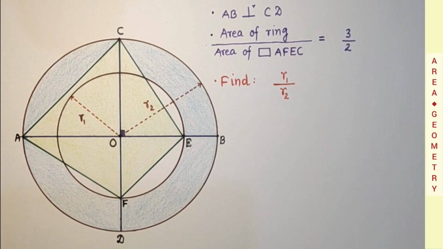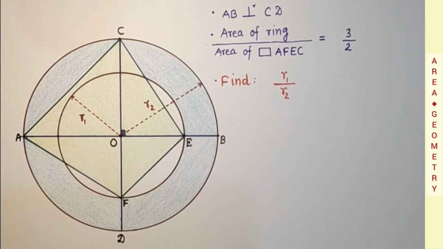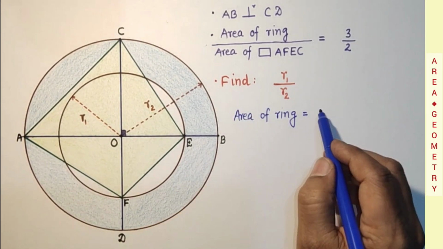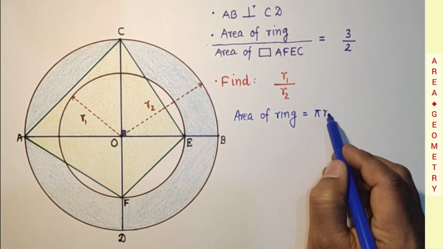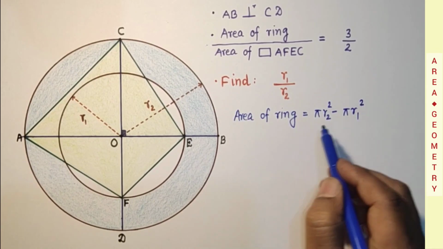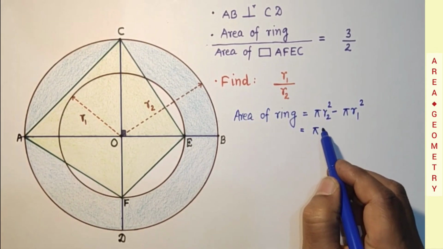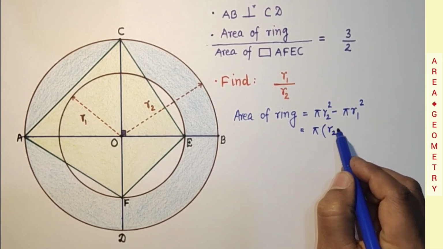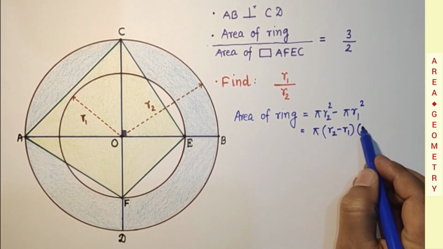As we know, the area of the ring is equal to the bigger area minus the smaller area, so pi R2 square minus pi R1 square. So the area of the ring is equal to pi R2 square minus pi R1 square, that is equal to pi (R2 square minus R1 square), which is pi (R2 minus R1)(R2 plus R1).